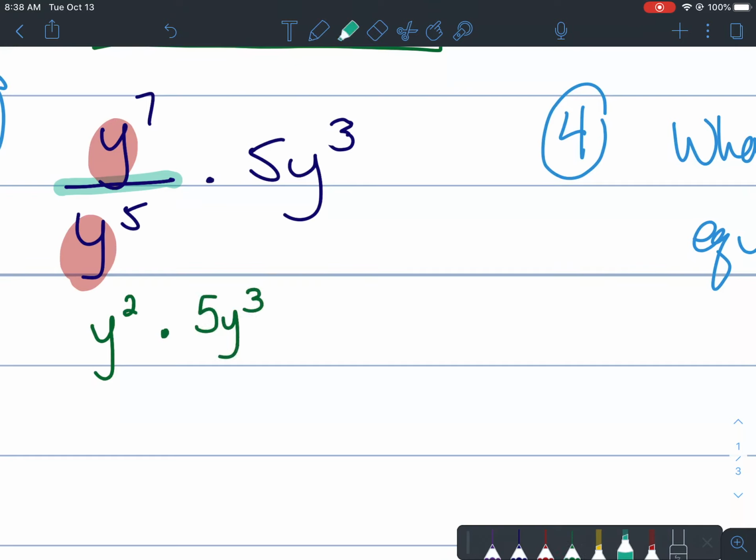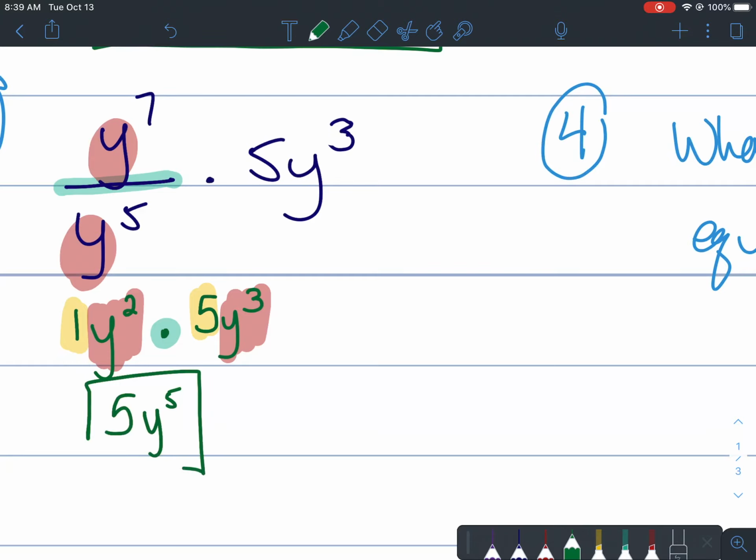Again, we ask ourselves, what's the operation? Multiplication. We ask ourselves, is there any common bases? And yes, there are. So this is a little different. If you remember, there is a coefficient in front of that first one, and we can reorganize this, right? So when we have coefficients in our problem, we look at our coefficients first, and we can multiply them. 5 times 1 is 5. Then we look at our exponents that are like terms, y squared and y cubed. Since they're the same base, we can just add the exponents: y to the 5th power.